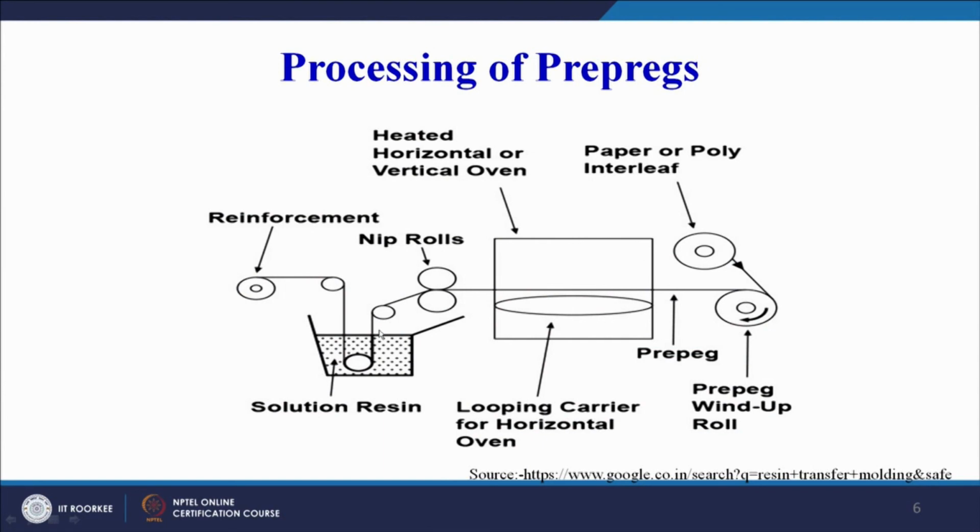So this is a simple process, but there are a number of parameters that need to be controlled: the movement of the reinforcement, the time the fibers spend inside the resin tank, the thickness of the tape that we are producing, then the temperature to which we are exposing our mixture of fiber and resin, then the speed of the take up roll. All these things need to be controlled in order to make a good quality prepreg which will help us to produce a very good quality composite product.